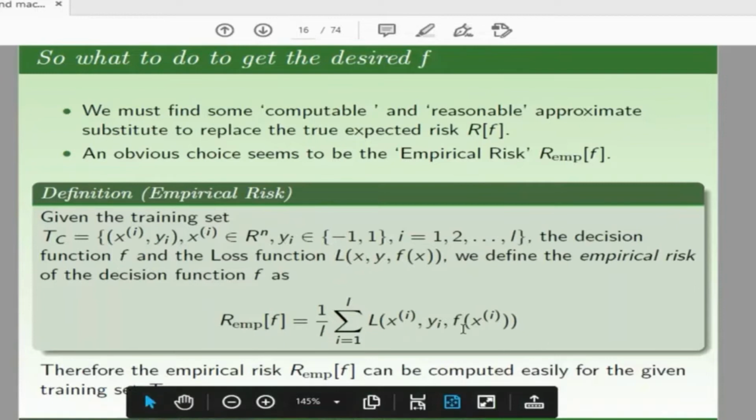So for a given f, I can find out what this expression is, because it depends only on the training data, on the function which you are proposing, and the loss function you have chosen. So everything is known to me here. So for a given f, I can compute the empirical risk. I can evaluate it, knowing the chosen loss function and then the chosen function f.